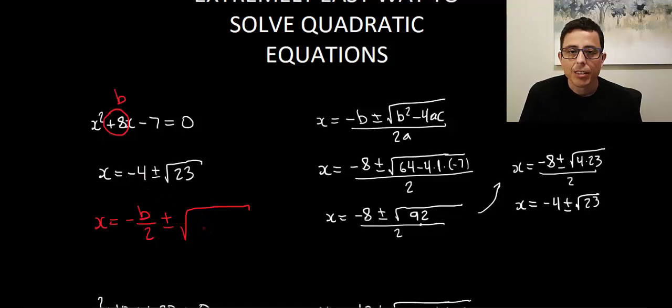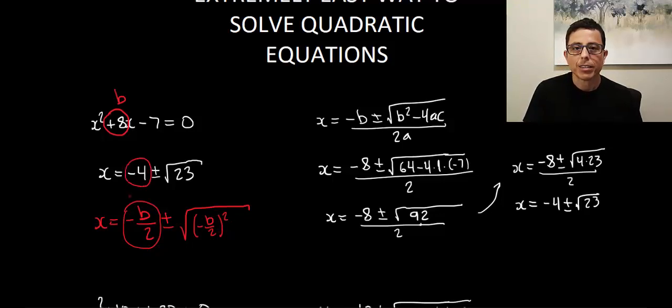Now what do I put inside the square root? Whatever this number is, I'm going to square it. So negative b over 2 squared. So in this case, if you look here, I took the negative 4 and I square it, which is 16. Negative 4 squared is 16. And then take that 16 and subtract the next coefficient, which is c. So 16 minus negative 7, which is 16 plus 7, and that gives me 23. So you take this number, negative b over 2, square it, and then subtract that coefficient c.